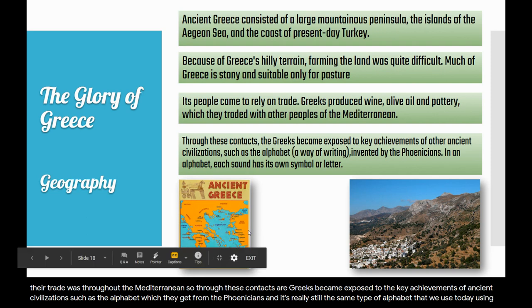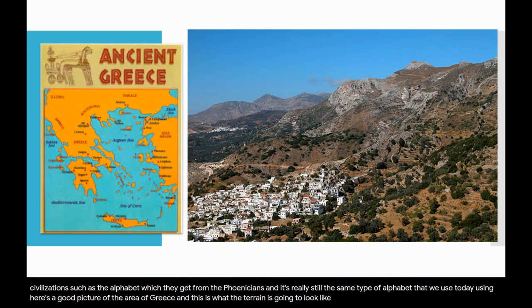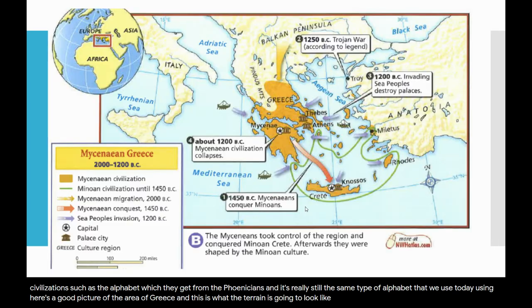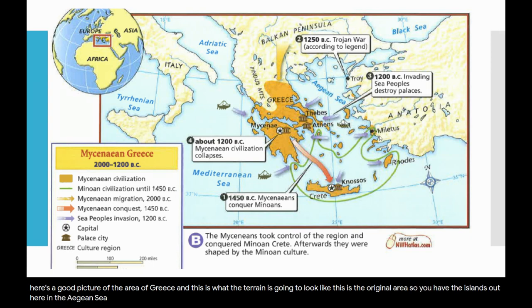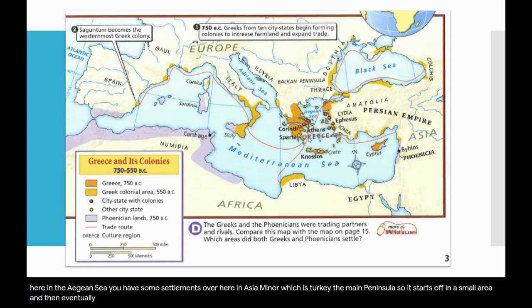So here's a good picture of the area of Greece, and this is what the terrain is going to look like. This is the original area. So you have the islands out here in the Aegean Sea. You have some settlements over here in Asia Minor, which is Turkey, the main peninsula. So it starts off in a small area. And then eventually you see they just kind of colonized throughout the different areas around the Mediterranean and who they traded with, Carthage and places like that.